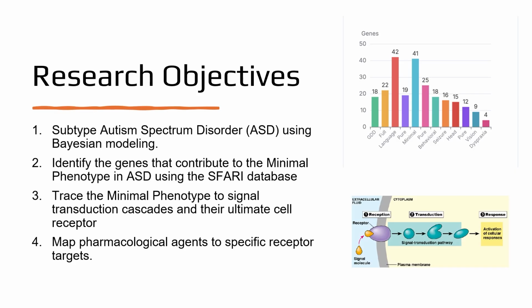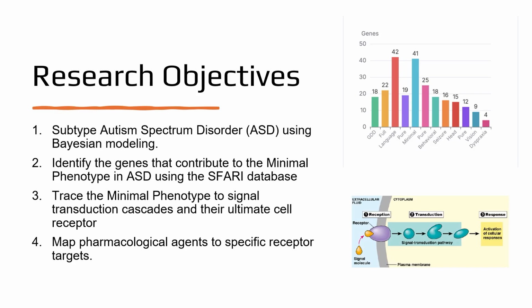The top graph shows the 12 subtypes with the number of genes in each type. The bottom image is a visual representation of how cell signaling works, showing how a signal molecule binds to a receptor and then initiates a signal transduction pathway to activate a cellular response. These are the steps I used when mapping each gene in the minimal phenotype.